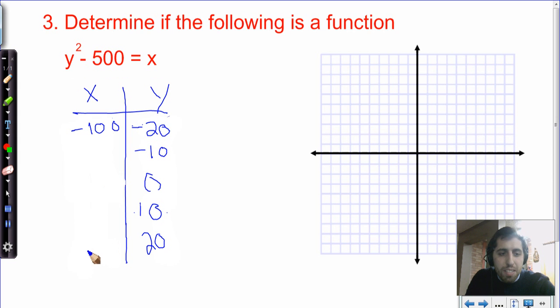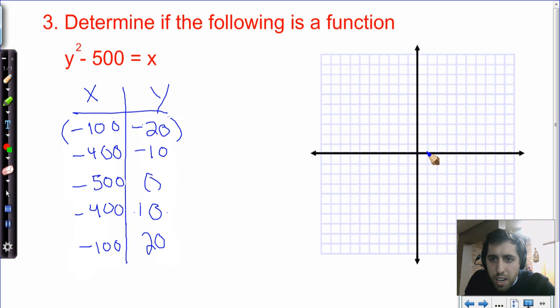Same thing for positive 20. So that would also give us negative 100. Negative 10 squared is 100. 100 minus 500 is negative 400. 0 squared is 0, and 0 minus 500 is negative 500. And 10 squared is 100 minus 500 is negative 400. So this is going to spread us out a little bit more. We're still going to be on one side of the graph, but that's okay. So our x's go all the way back to negative 500.